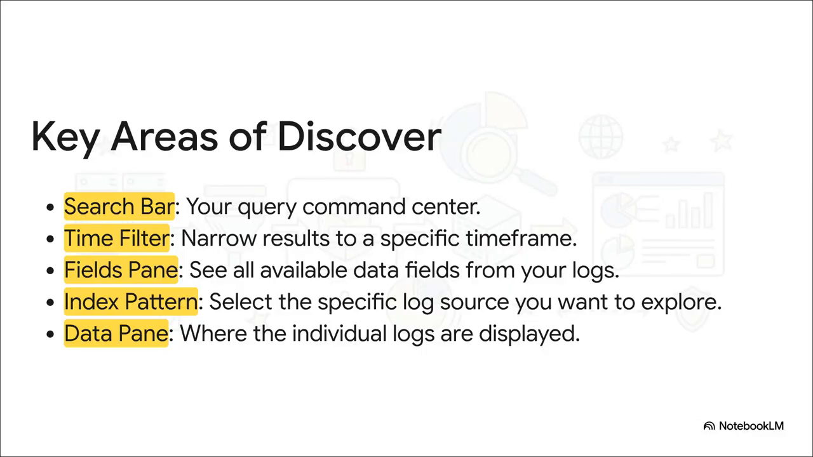Now, what's really cool about this is how it breaks down your main interface into these 5 essential areas. You've got your search bar, a time filter, the fields pane on the side, an index pattern selector, and of course the data pane right in the middle.